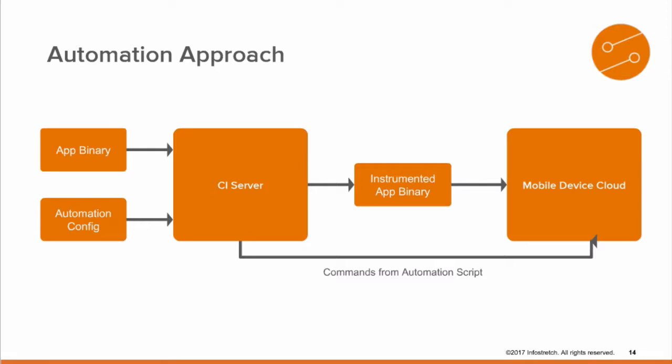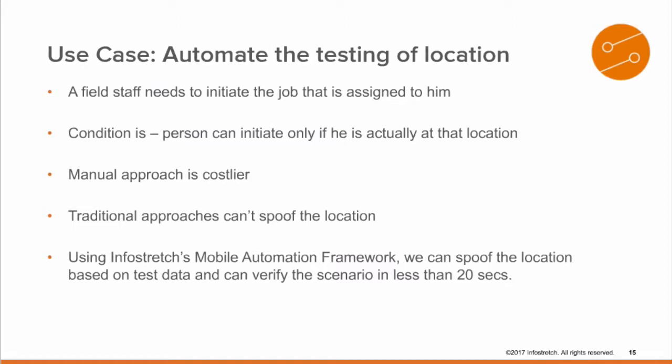So what does one example of such an automation look like? Let's take a case of location. Location is pretty ubiquitous in all applications, and an example here is a field service application where a particular job is assigned to a field service person. The requirement is that the job really needs to get active only when the person reaches a particular location. So it's an example of geofencing.